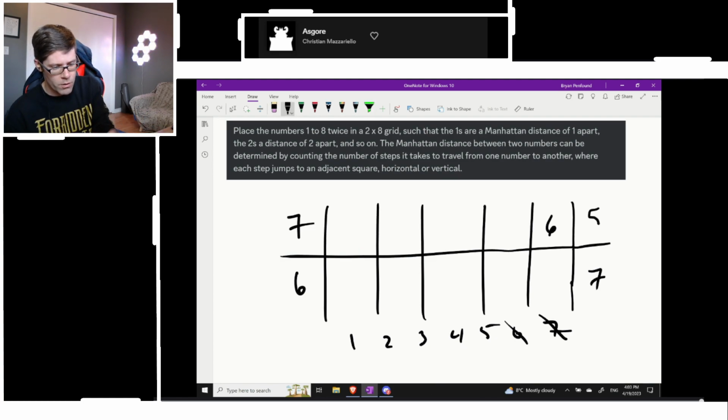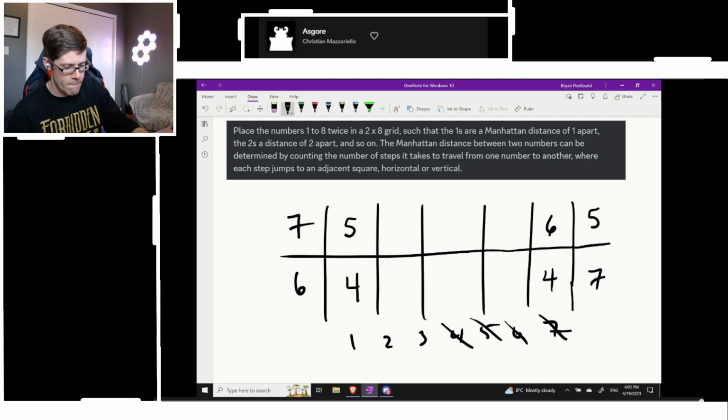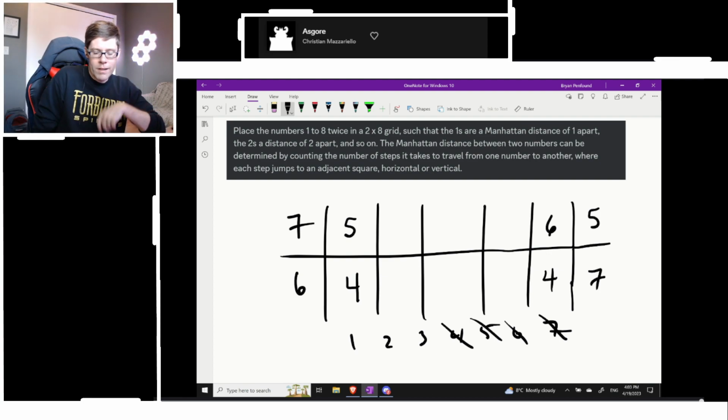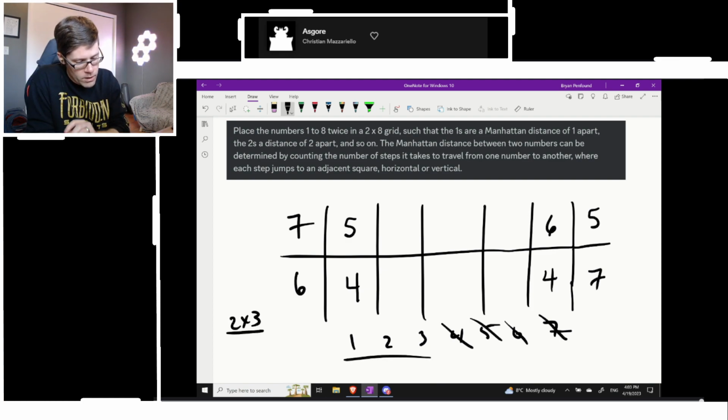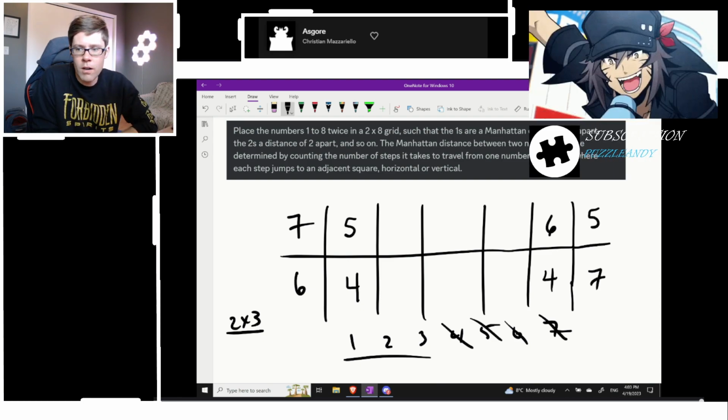Well, I guess let's start working with 5. 5. 1, 2, 3, 4. So 5 could go here, or it could go here, one or the other. I'm going to keep it up top. And then I'm going to stick 4 here. 1, 2, 3, 4. Oh, okay. So I know that that's not going to work. I automatically know that's not going to work, because now I have a 2 by 3 subgrid with only the numbers 1, 2, and 3, and I know that it's not possible.